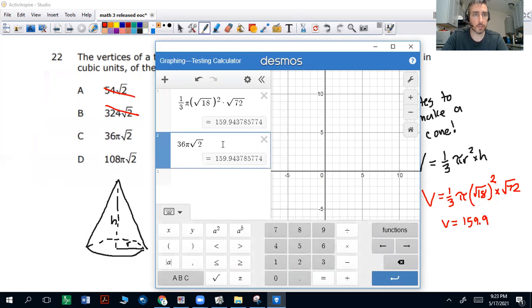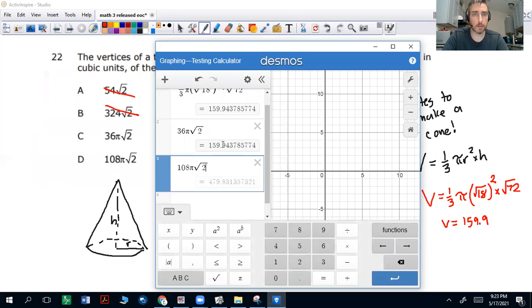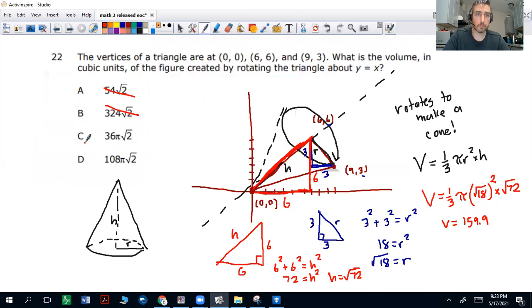So it looks like it's 36 pi. If you do 108 pi, that's going to be too big. So 36 pi square root of 2 is what that reduces to. Now, that was a tough one, right? If you're interested in reducing that, I'll show you a couple tricks here. If you're okay with the decimals, you can move on.